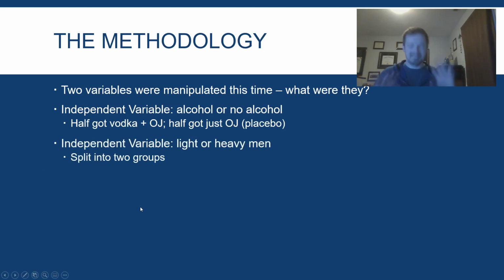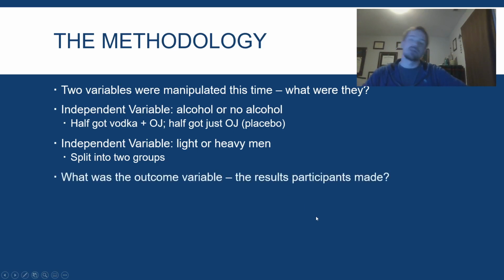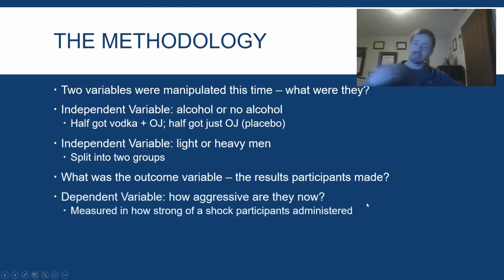I said that wrong. Whether or not you got the orange juice or the orange juice and the vodka. The other independent variable, the quasi-experimental one though, is going to be light versus heavy people. So split up into two groups for that. The dependent variable, the one that's being recorded, the one that we are going to be comparing across these conditions, is going to be how aggressive are they. So what is the magnitude of the shock that people have administered to others?